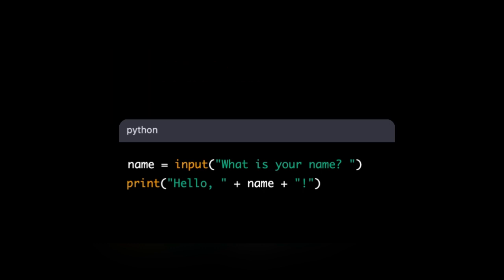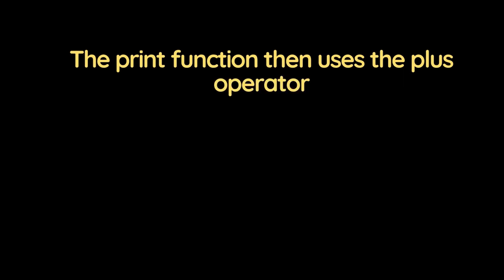Here's an example. In this example, the input function prompts the user to enter their name. The user enters their name and the input function stores it as a string in the name variable. The print function then uses the plus operator to concatenate the strings "hello", the value of name, and the string "exclamation point". It's important to note that the input function always returns a string.